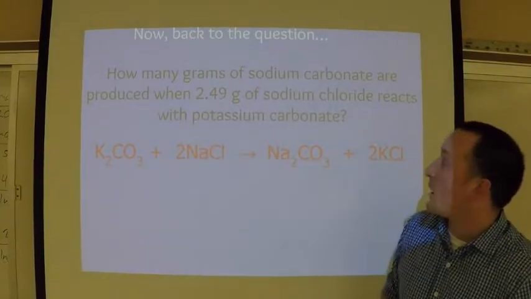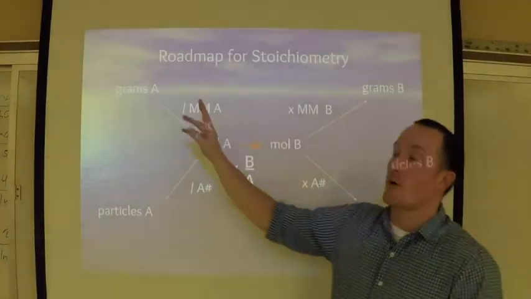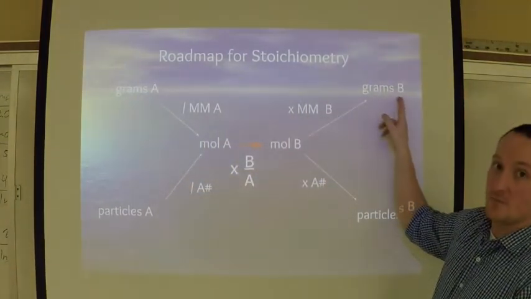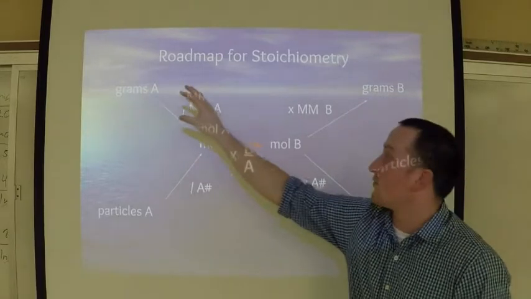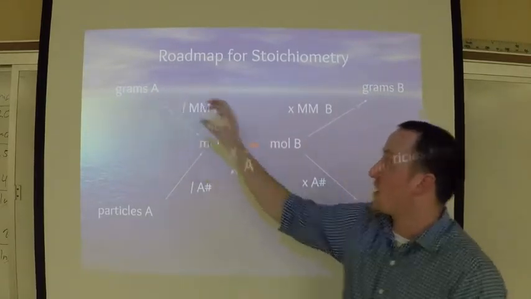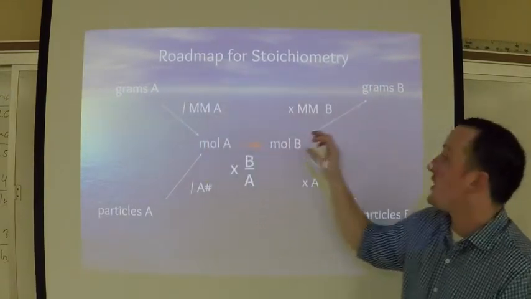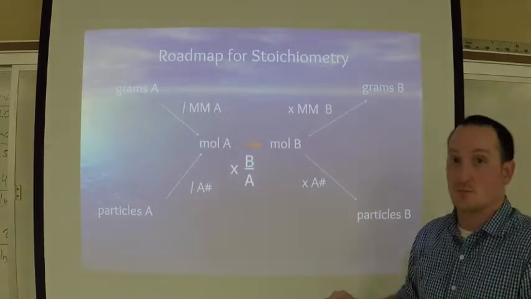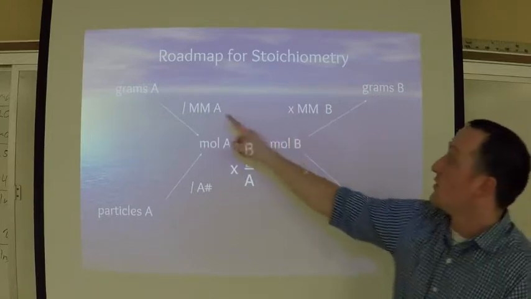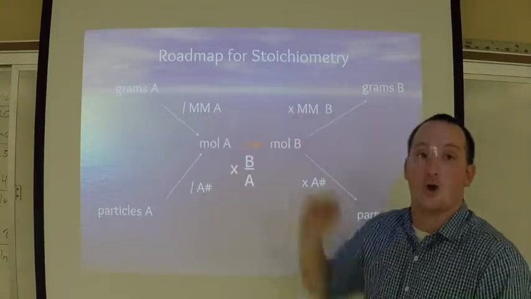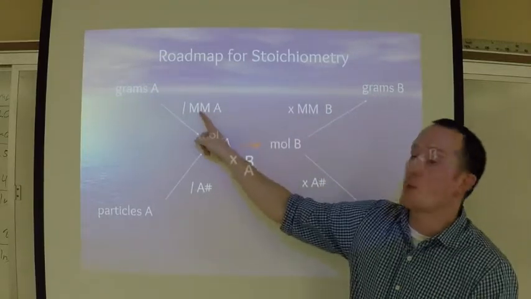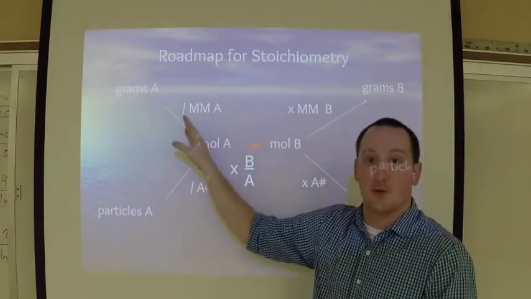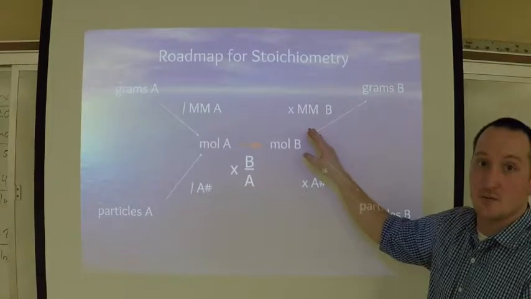And remember, I labeled sodium carbonate as substance B. So back to my mole map. I'm going to be going from grams of A to grams of B. And basically, I'm just going to do conversions to get from grams of A to moles of A, then from moles of A to moles of B using my mole ratio, then from moles of B to grams of B using my molar masses. Now, these molar masses here are not the same molar mass. This is the molar mass of substance A. So whatever my substance A is going to have a different molar mass than my substance B.